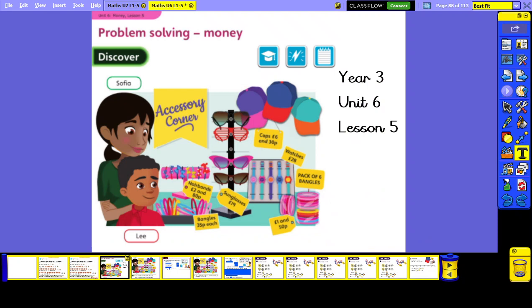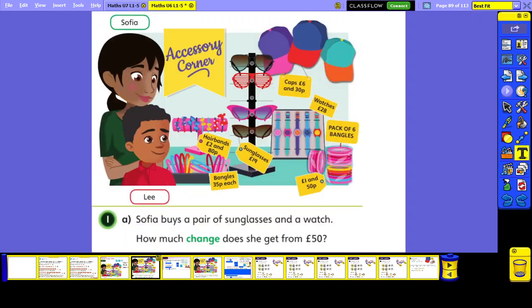Problem solving today. We've got Sophia and Lee at an accessory store that's selling sun hats and glasses and watches and all sorts of things fancy. And our questions are revolving around problem solving with money today. So let's have a look at our Discover task in a bit more detail.